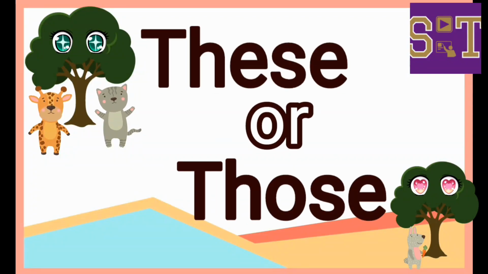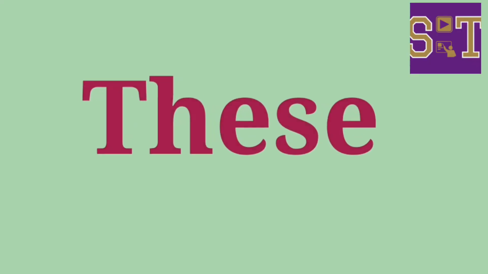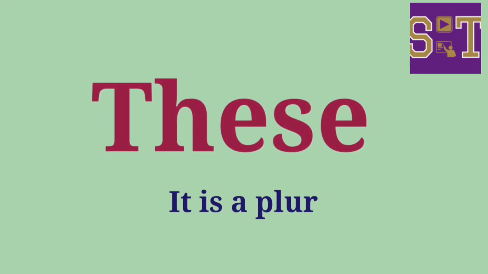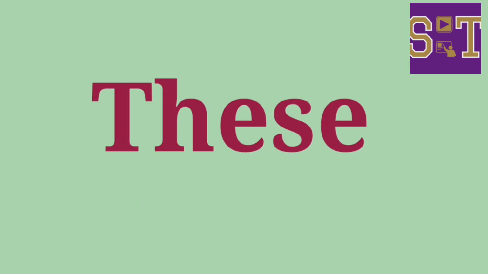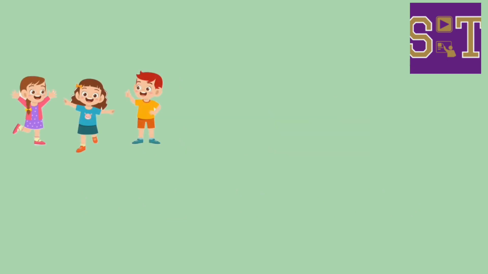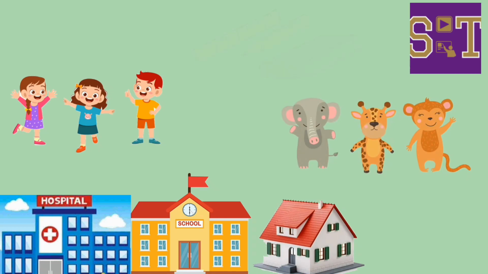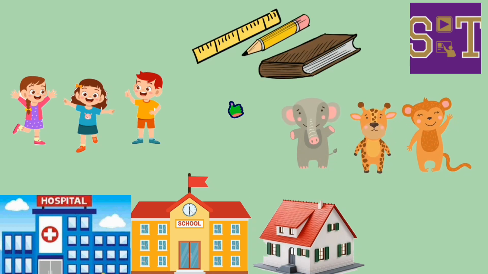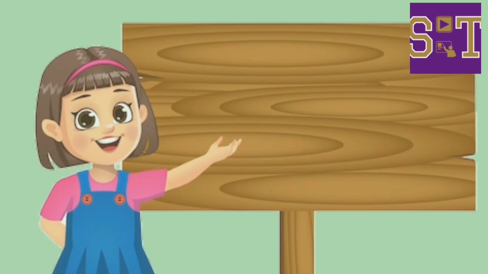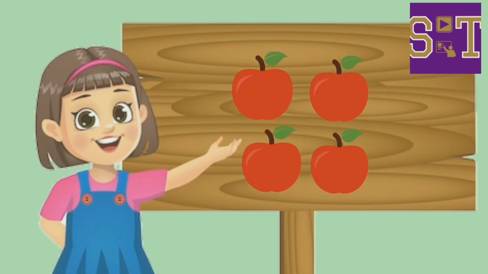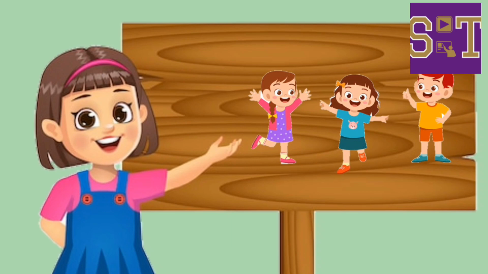Uses of these or those. Let us learn. These. It is a plural form of this. We use these to show many persons, places, animals, or things which are near to us. For example, these are apples. These are children.